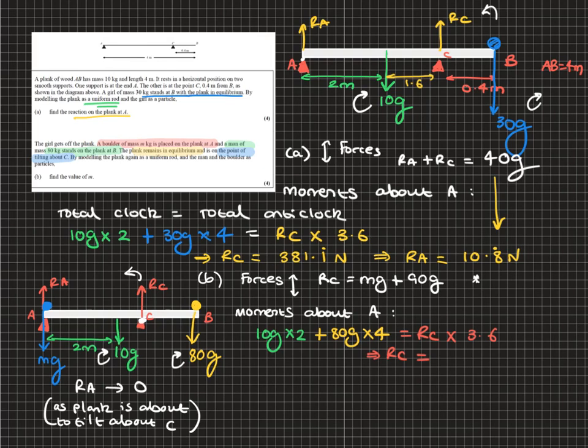We can rearrange this to find our value of RC, which works out to be 925.5 recurring newtons. Now, as we said previously, we're now going to substitute this information into this equation here. So that tells us that 925.5 recurring equals mg plus 90g, and it's a very small piece of algebra that we need to do to work out the value of m, which is 4.4 recurring kilograms.